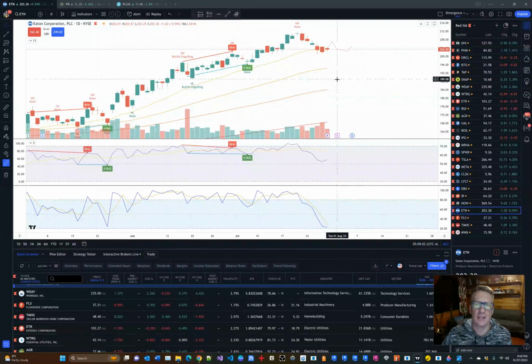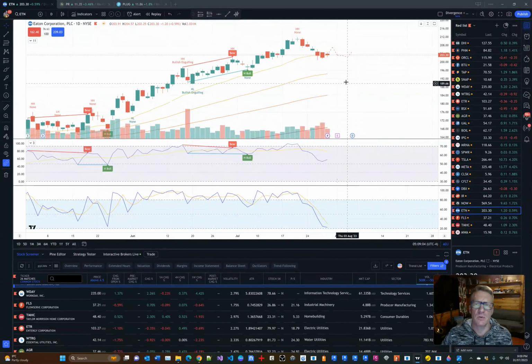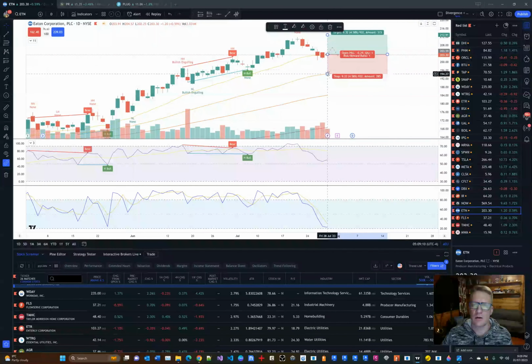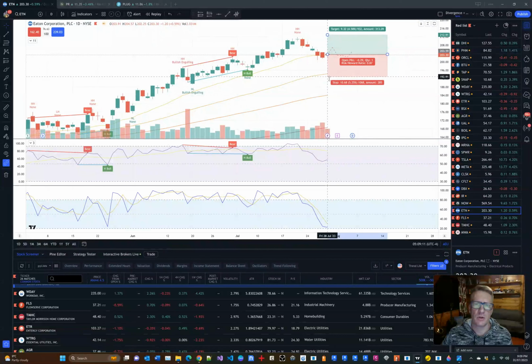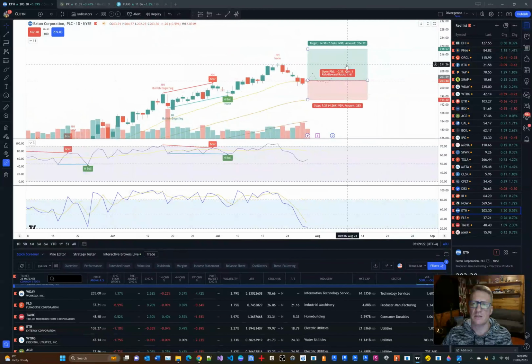All right, so here we've got Eaton. Let's look at this one. Again, same story. If we had to go in with this one, we would create an entry point there. We would put the stop below the previous swing low, which is around about there. And we would want a ratio of 1.5 here, giving us a pretty high percentage there.